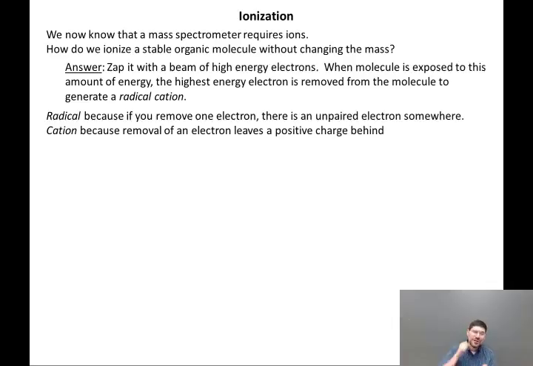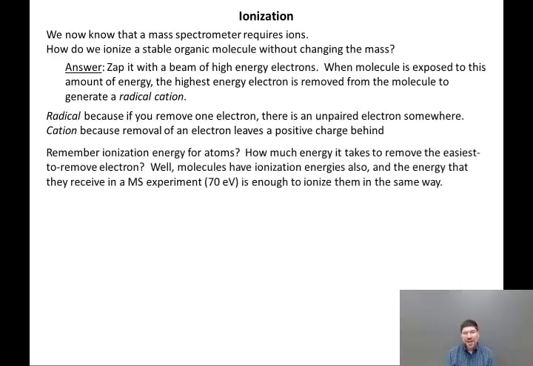And it's a cation because if you remove an electron with its negative charge, you're going to leave a positive charge behind. Okay, another way to think about this, remember in general chemistry you talked about the concept of ionization energy for atoms. How much energy does it take to remove the easiest to remove electron? You know, a sodium atom has a very low ionization energy. It wants to give up its electron to generate an ion that has a closed shell, so it doesn't have that single electron in a new shell.